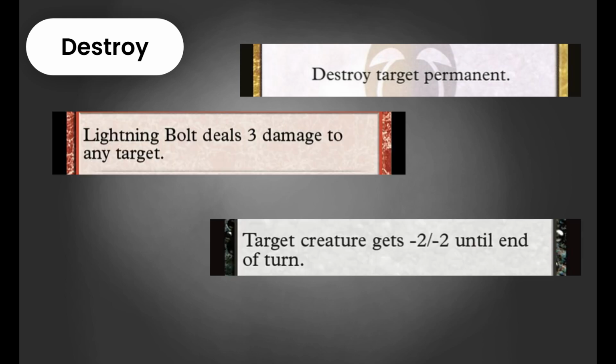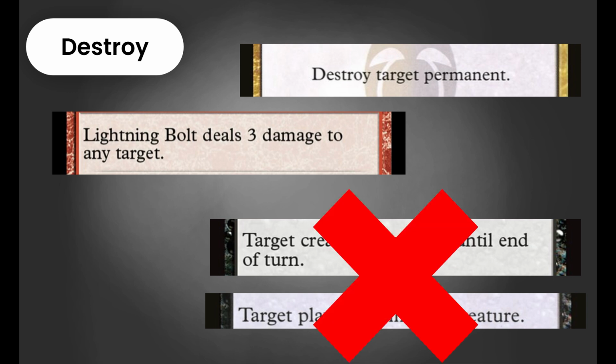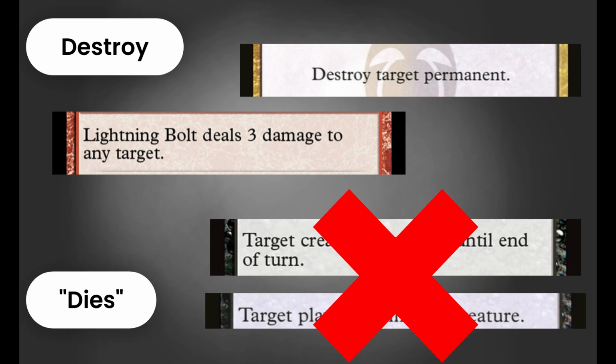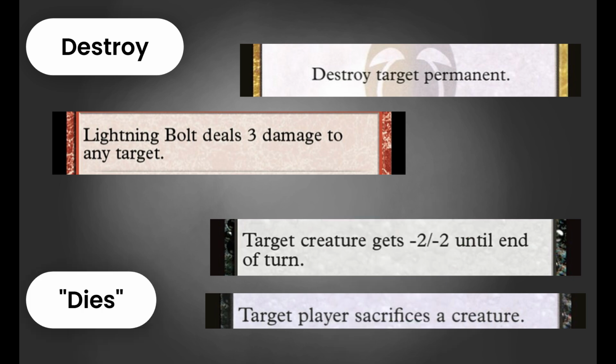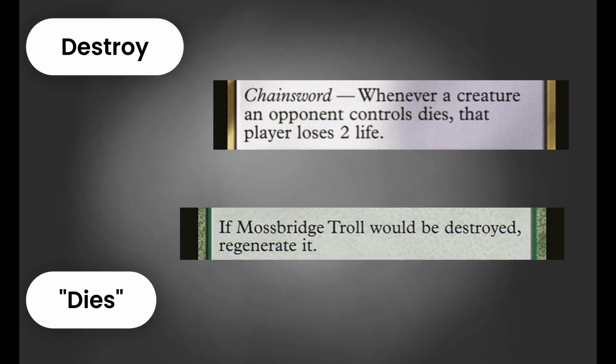If something has its toughness reduced to 0, or is sacrificed, another word we will get to, it does not count as being destroyed. The broader term "dies" covers those options as well as destruction. Many effects trigger off of "dies" or dying, but few to none trigger off of destruction specifically.